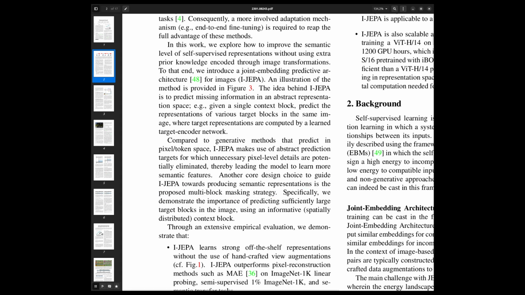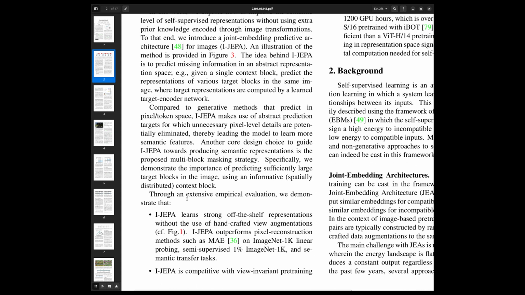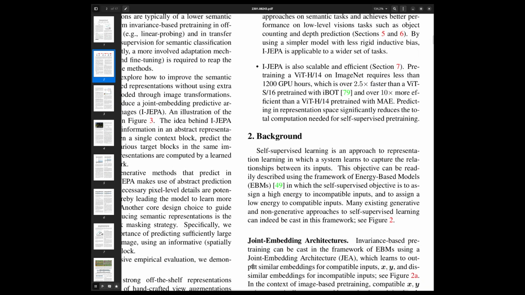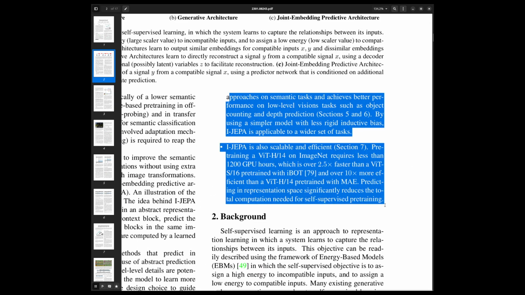Okay, so multi-block masking strategy. Specifically, we demonstrate the importance of predicting sufficiently large target blocks in the image using an informative, spatially distributed context block. So by context block, they just mean a part of the image, I guess. Yes, so you take a context block, which is, let's say, a patch of the image, and then you have target blocks. And what we have to do is predict the embeddings of the target blocks based on the context block. So this is like the old paper, basically. I guess here we can skip a little bit.